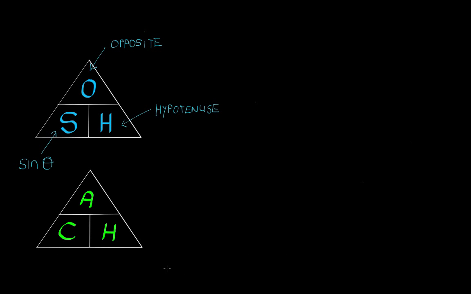On the other hand, if we look at CAH, then the C stands for the cos of the angle, the cos of theta, whatever the angle happens to be. The A stands for the adjacent side. And H, once again, stands for the hypotenuse.